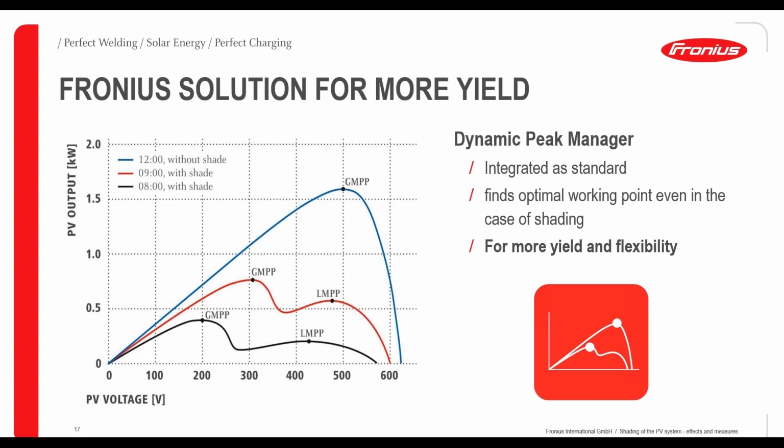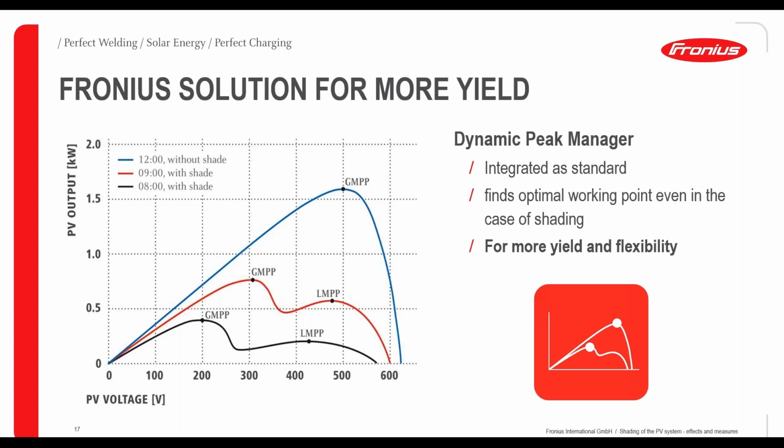And a system without any integrated algorithm wouldn't check the whole power curve to check, okay, there is another global maximum power point, a better point where we could operate on. They would stay on the local maximum power point, which is of course not optimal. So the Dynamic Peak Manager checks the whole power curve every 10 minutes and searches for the global maximum power point for more yield and flexibility.